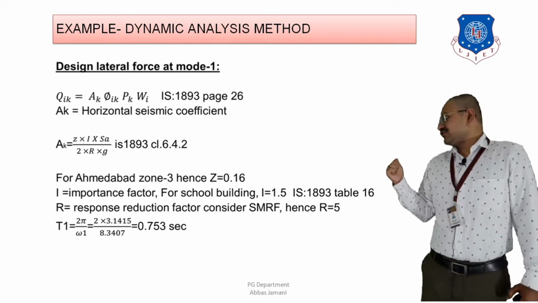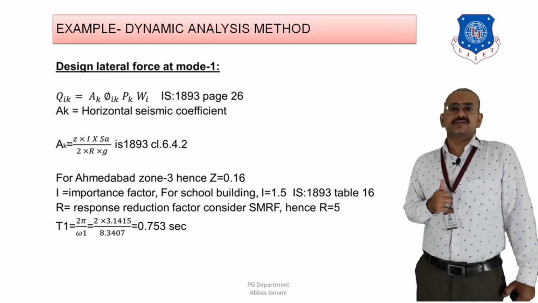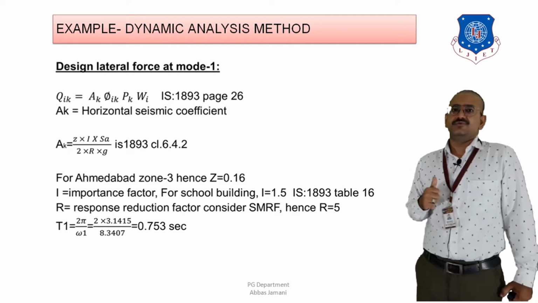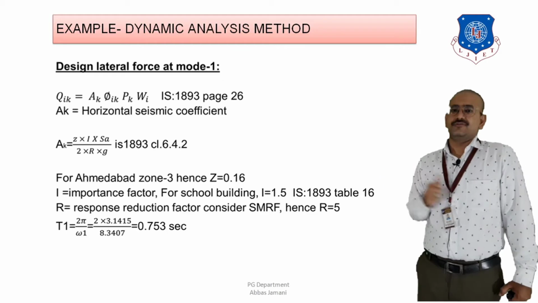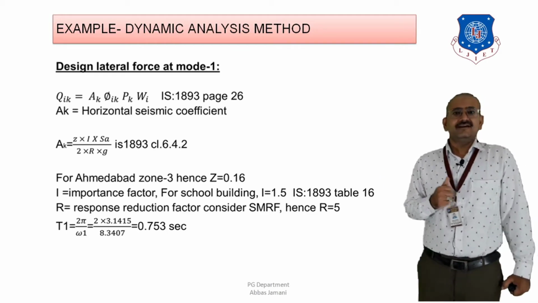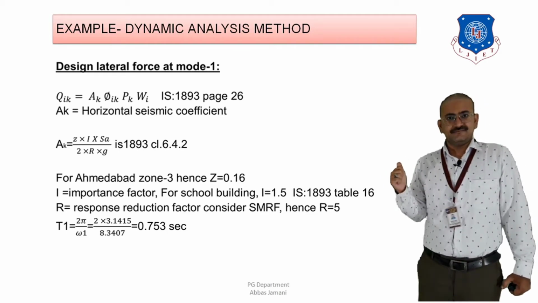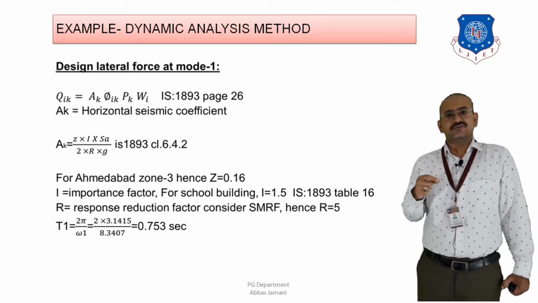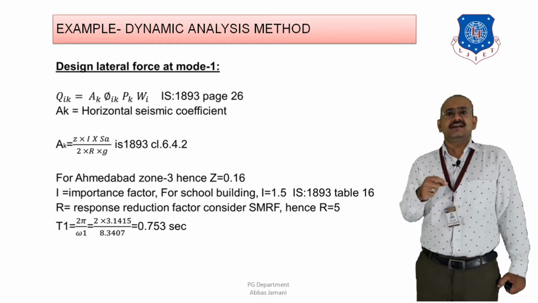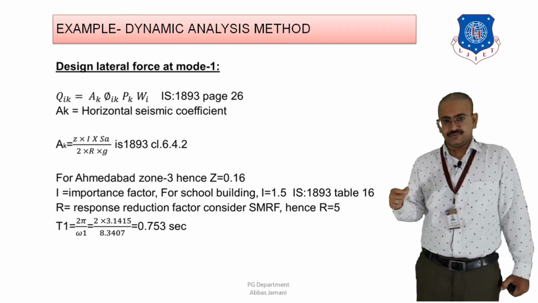So if I look at the formula that is given for calculation of lateral forces, then it is indicated by Qik is equal to Ak into phi ik into Pk into Wi, where Ak is the design horizontal spectrum that is going to be corresponding to each of the modes. That is, we are having three mode shapes, so basically we are going to calculate the value of Ak differently for all the three modes, right?